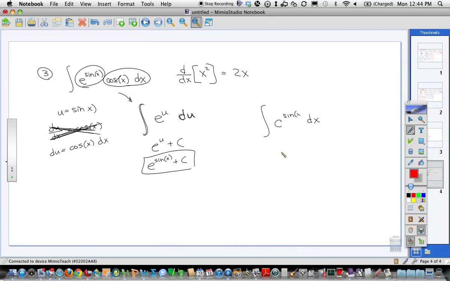Get your calculators out for a second. I want you to type this one in, this original one. Type in this original integral that we had. I think in the template there's one that doesn't have the a and the b on it that you can use when you're doing one of these.